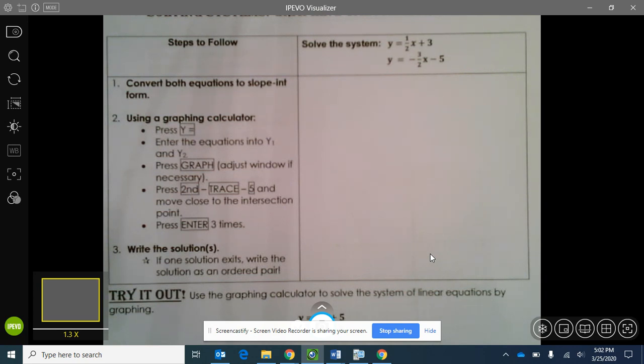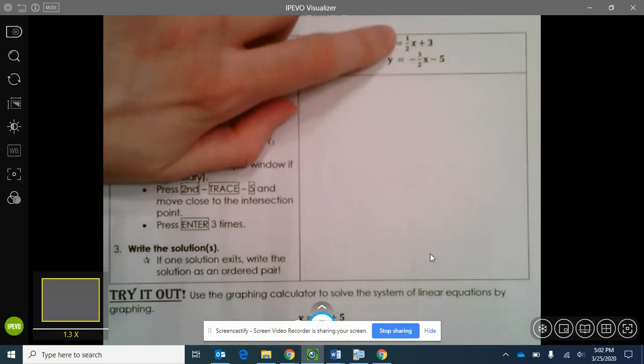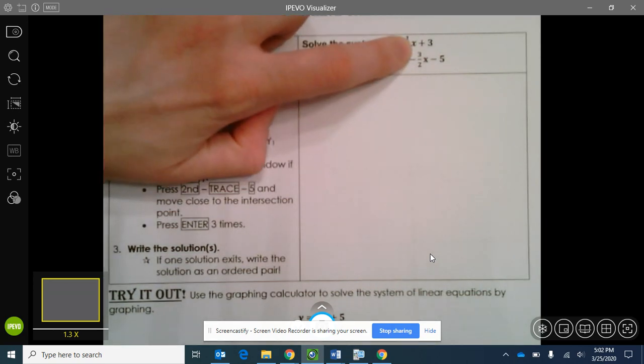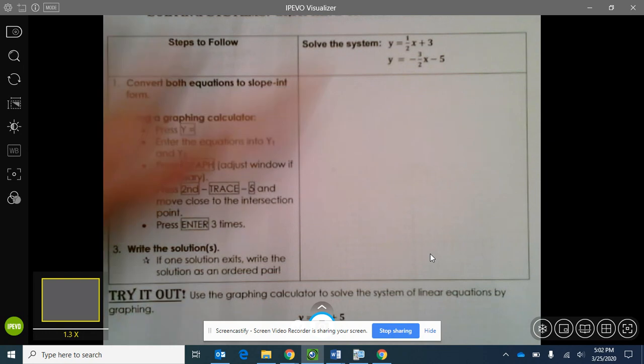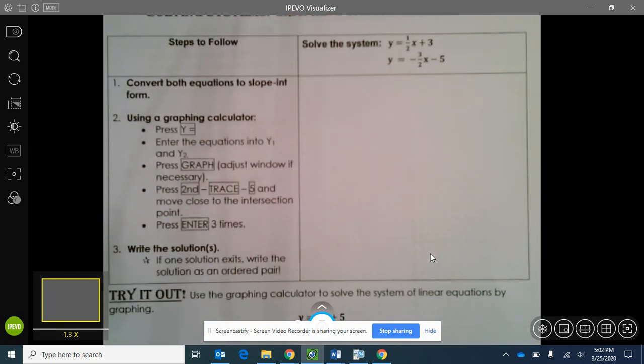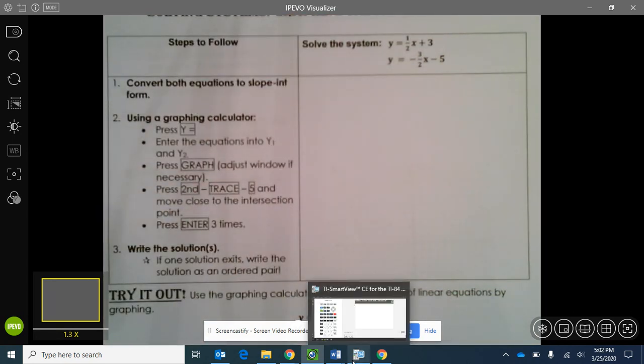So just like the last example that we did, you want to make sure before you put anything into your calculator that both equations are in slope-intercept form. So remember, slope-intercept form is an equation that's solved for y. So it's y equals mx plus b, where m is your slope and b is your y-intercept. So both of these equations are in slope-intercept form. We can go ahead and go to our calculator and get started.